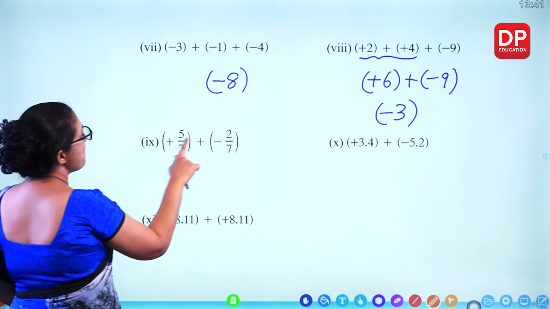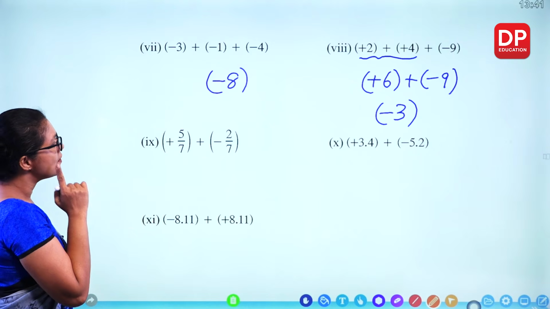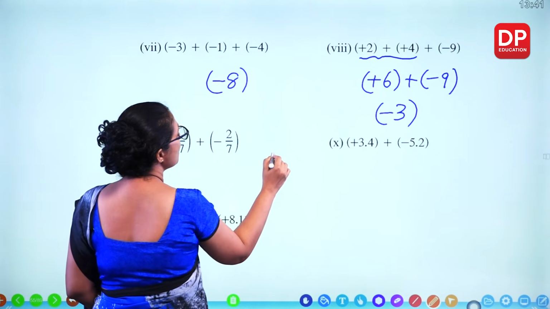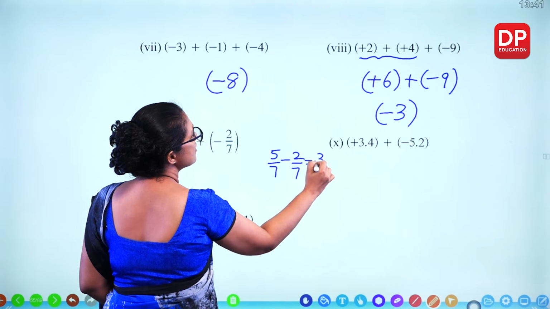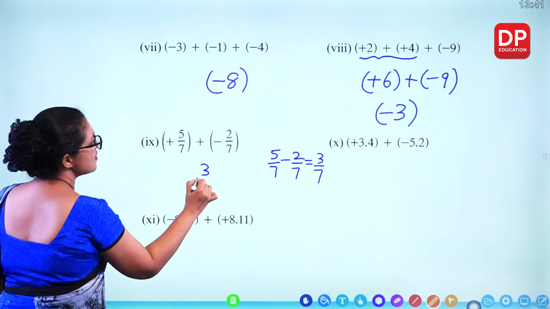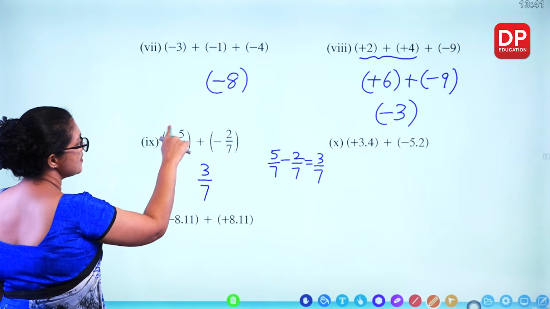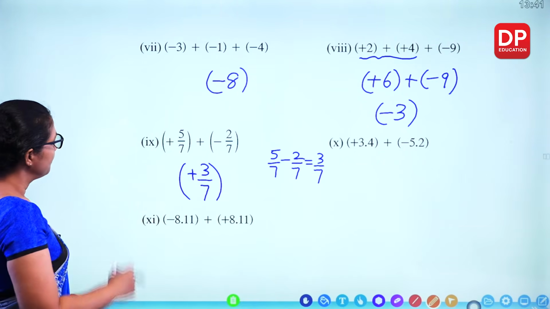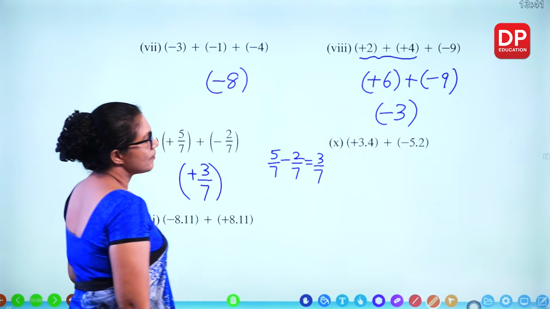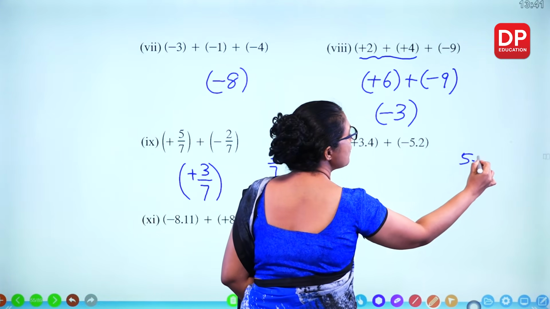Here you have to take the difference because 1 is positive and the other one is negative. So 5 over 7 minus 2 over 7, that's 3 over 7. So answer is 3 over 7. How you decide the sign? The bigger one is this. That's positive. 1 is positive, 1 is negative. So take the difference.